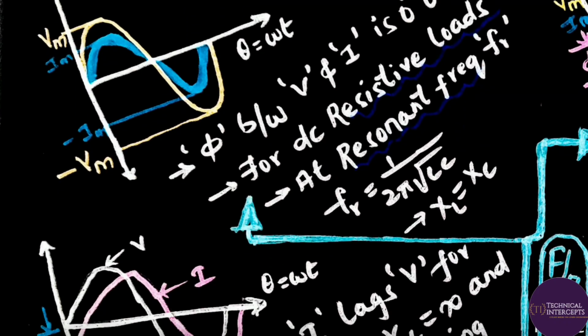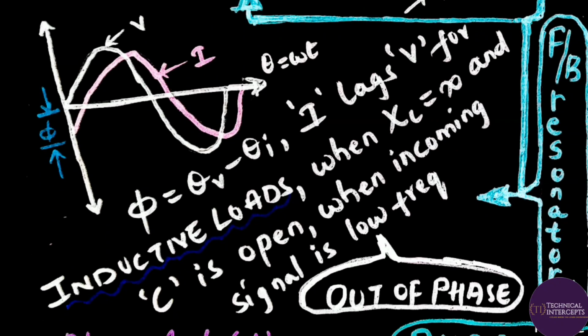The phase change between voltage and current is called out of phase when the phase angle between V and I is some theta degrees. When V leads I, this happens only when inductive elements are left in the feedback resonator, making the capacitor open circuited and making the reactance of the capacitance very high. This happens when the input signal to the feedback resonator is of low frequency.